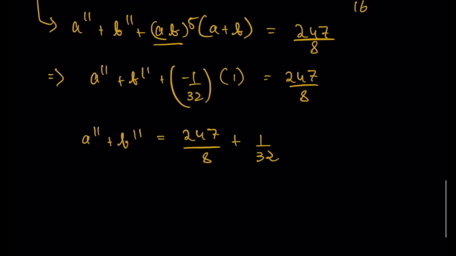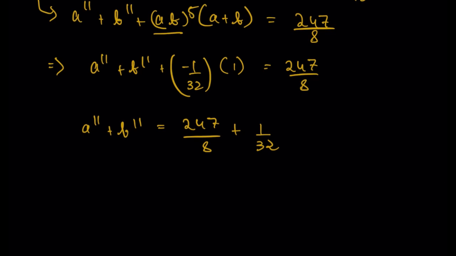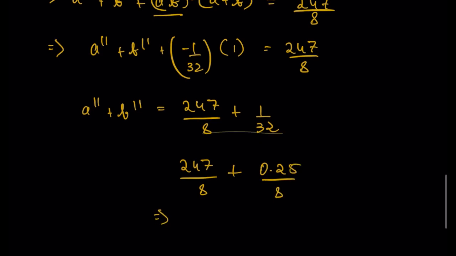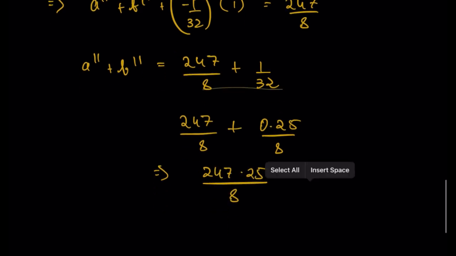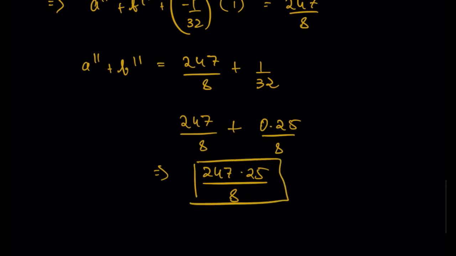You could further do some manipulations, or instead what you could do is divide up and down by 4. 247/8 plus 0.25 by 8, which implies your answer is 247.25 by 8. This would be your final answer. If you want to be more precise, you could divide by 8, or instead you could convert this term into a fraction. 24725 divided by 800 will be your answer, guys.